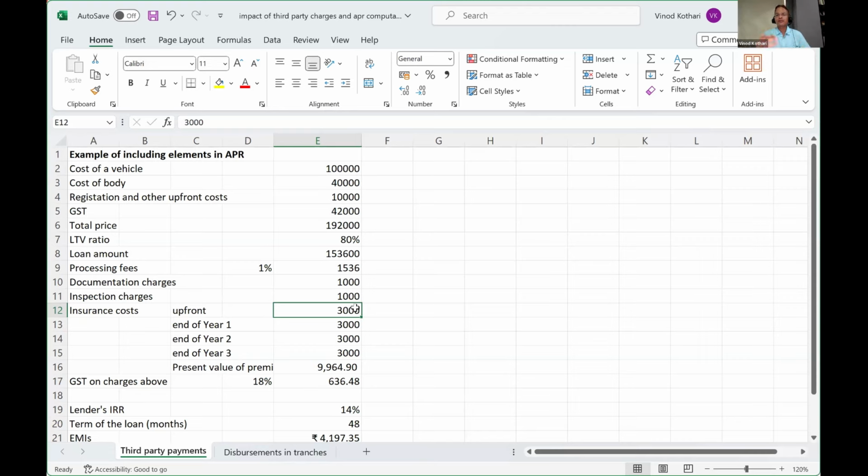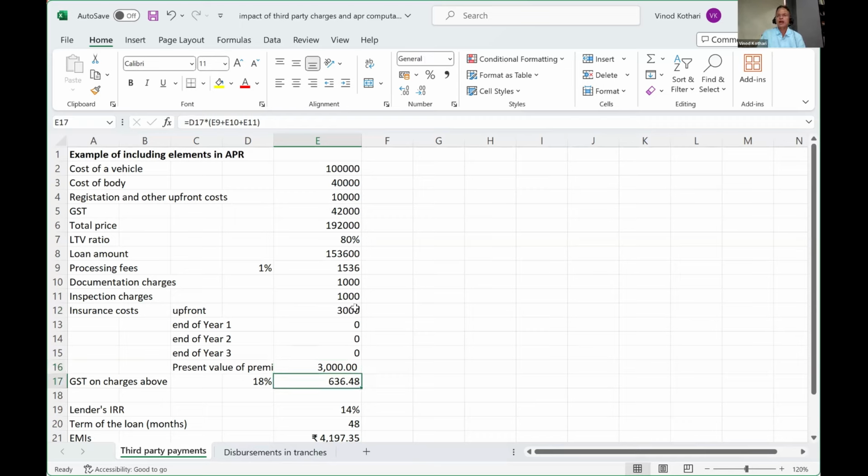I've taken this a little further into a little complexity. We'll discuss that further. Maybe the borrower will also be required to pay you that insurance premium at the end of year 1, end of year 2, end of year 3 as well. So that is something that I'm adding here as a complexity, which I'll discuss later. As of now, I'm deleting that. And the borrower therefore pays you 3,000 rupees upfront for the first year insurance premium. Next year, we'll talk later.